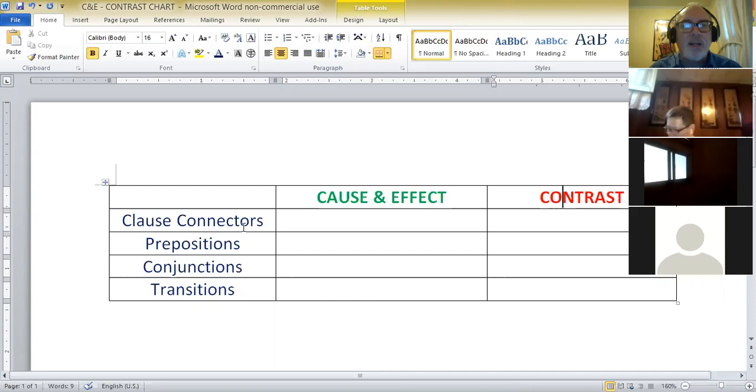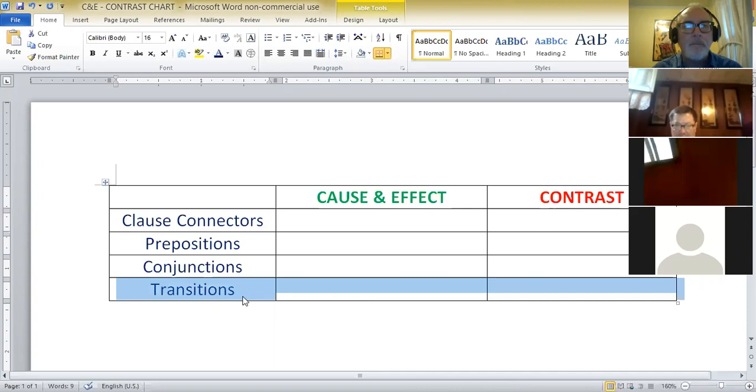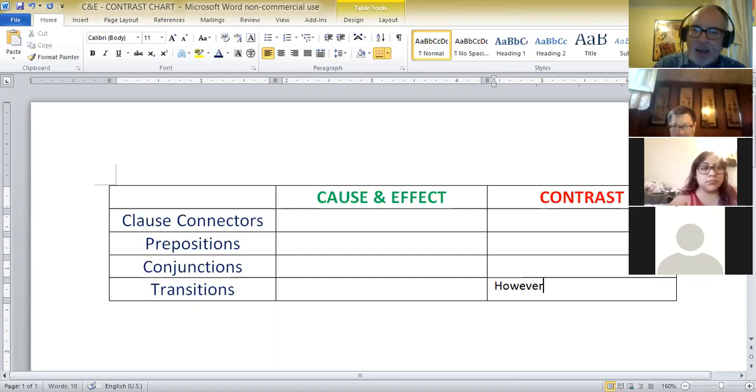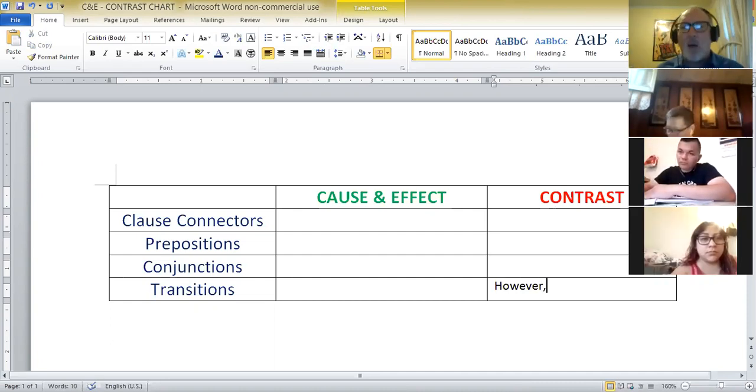All right, and what kind of word is it? Clause connector, preposition, conjunction, transition. Transition, right. Remember, the transitions are the ones that are always at the beginning of the sentence and used with a capital letter and then a comma, right? However, so for example, it was raining. However, I went outside. It was raining, period. However, I went outside.